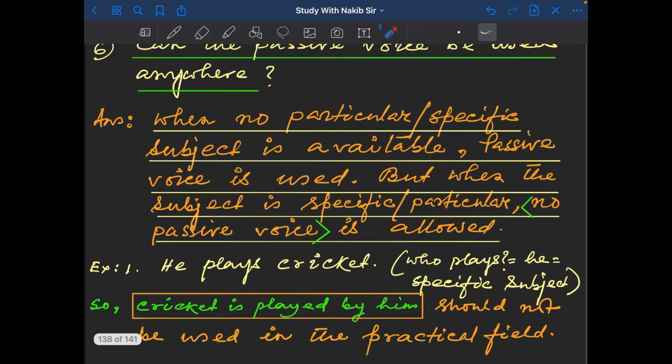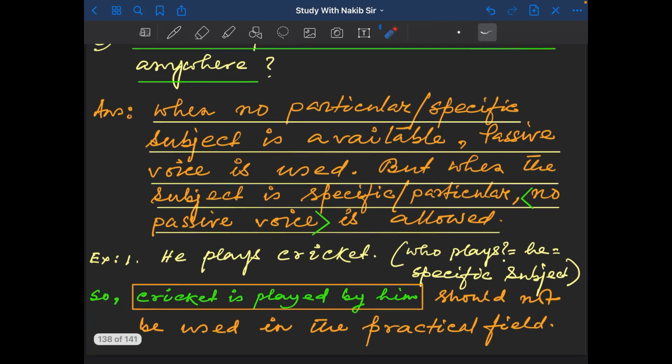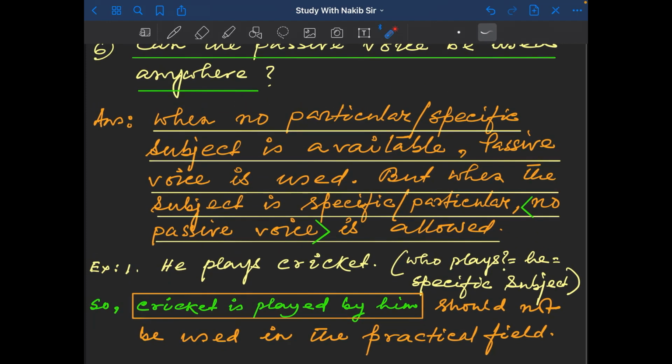If you use the passive voice in your writing, in that case where there is the specific or particular subject, the sentence will lose its status. The composition will lose its gravity. Okay, so when no particular or specific subject is available, passive voice is used. But when the subject is specific or particular, no passive voice is allowed. Then active voice is used. See the example, then your idea will be clear.